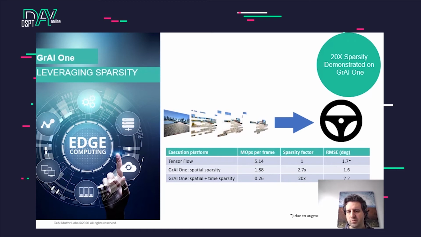We reduce by a factor of 2.7 the amount of computation that we want to do. And our architecture is very good at this, because essentially, if you have a neuron that doesn't send an activation, nothing happens. We don't have any memory accesses. We don't have anything. So we truly save everything that this operation would cost. And then we have the experiment where we actually try to do spatial and time sparsity in GrAI One.